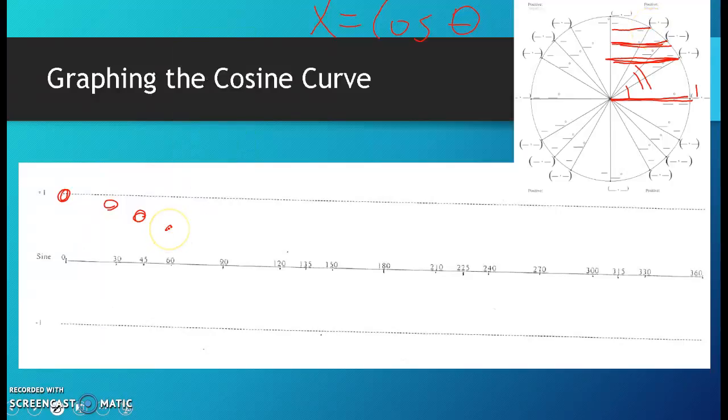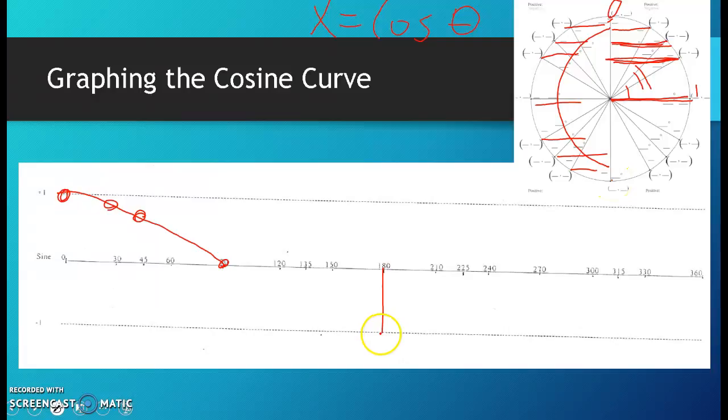And finally, by the time I get to 90 degrees, the x value is 0. And so by the time I get to 90 degrees, it's basically come back down. It's gone all the way down to 0. Now what happens with the x values from 90 degrees all the way around to 270 degrees? It starts at 0, then it's a half, 0.7, 0.86, 1, 0.86, 0.7, a half, and 0 again.